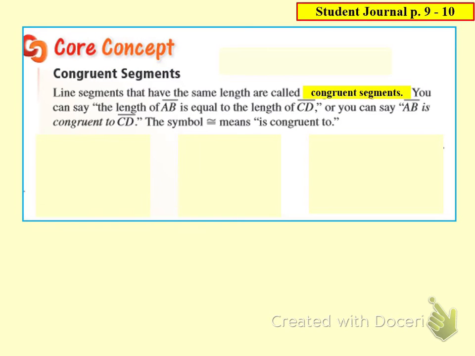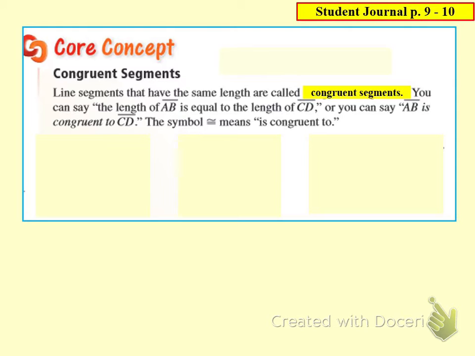The next 2 blanks are very important to geometry. Congruent segments are segments with the same length. That is the 3rd blank. They're segments with the same length. You're going to hear the word congruent a lot.